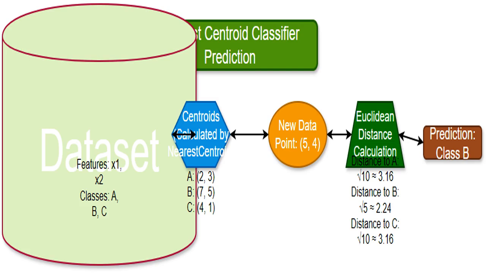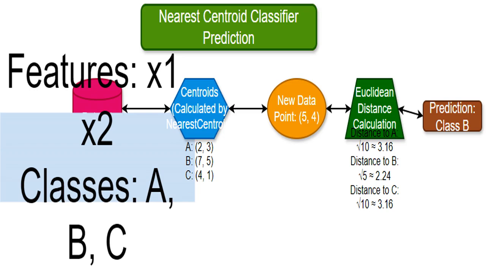The dataset contains two features, x1 and x2, and three classes, A, B, and C. This means each data point is represented by two values, and belongs to one of three categories. Each data point has two features, x1 and x2, which are used by the NearestCentroid algorithm to determine the class. There are three possible classes, A, B, and C.